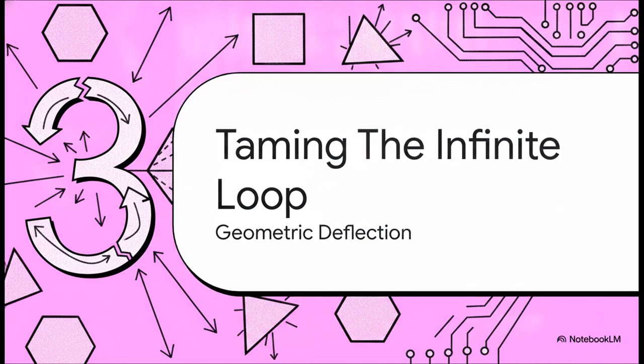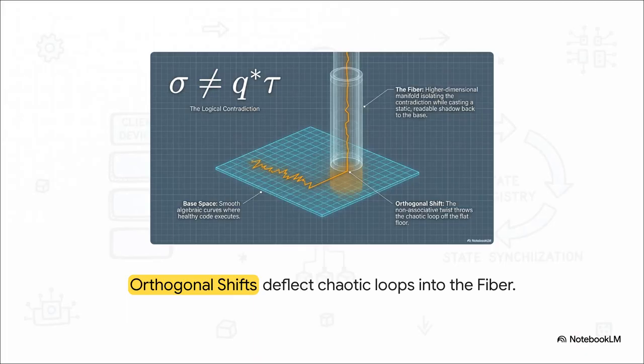Because think about it, if a bad piece of code can't loop, it still has to go somewhere, right? Well, when a logical contradiction happens, the system doesn't freeze or crash. Instead, that non-associative math forces an orthogonal shift. It basically deflects the chaos at a hard right angle, tossing it completely off the flat base space of healthy execution and up into this higher dimensional storage closet, a mathematical space called the Hitchin fibration. The error gets instantly insulated from your processor core, but it still casts a readable shadow back down onto the floor for us to see.